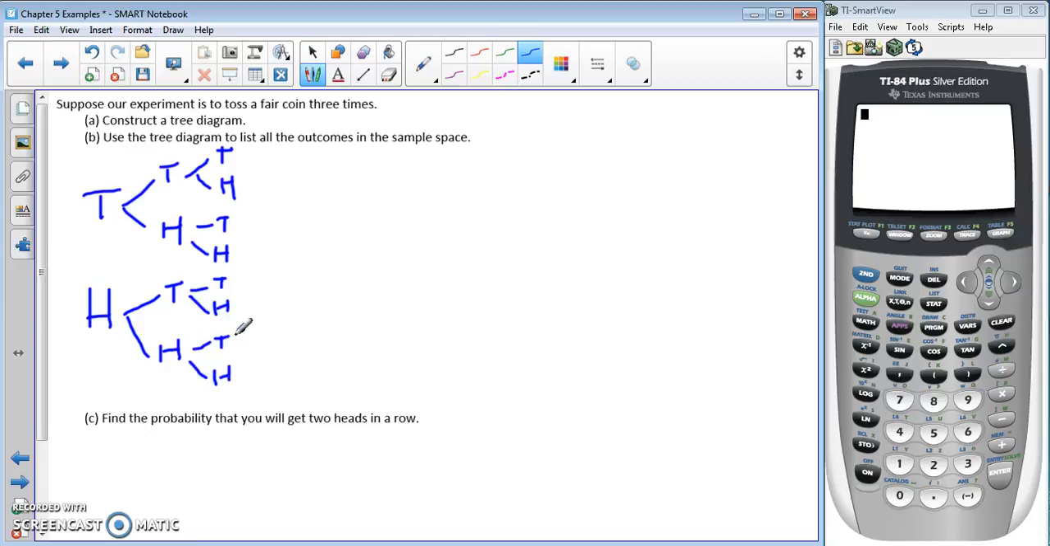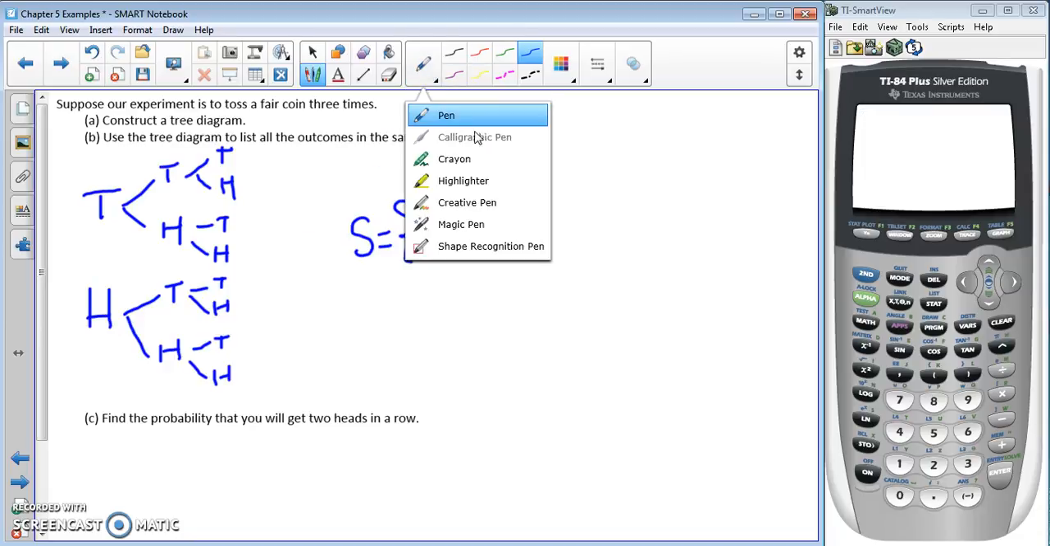So now that I've drawn out a tree diagram, so there's my first toss, and then the second toss splits off that, and the third toss. So I can use this to list the outcomes in our sample space. So here's our sample space, and we're going to list our outcomes here.